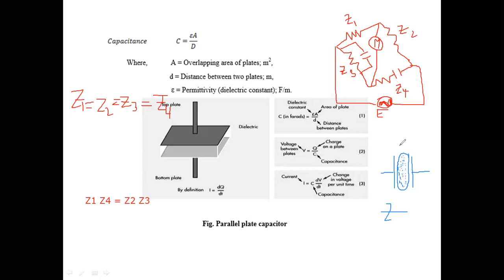Okay, then what will happen? The salt becomes conductive and Z varies. Z reduces. The value of Z reduces.